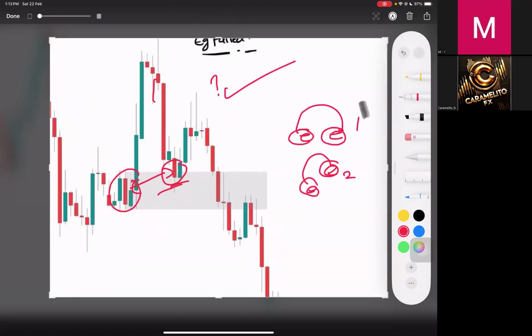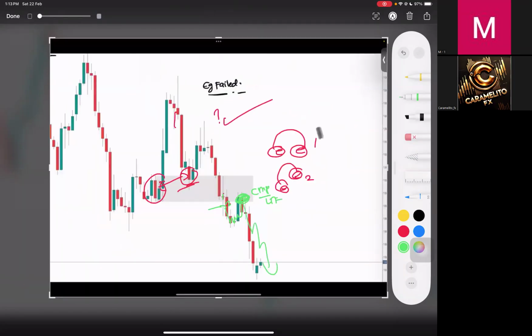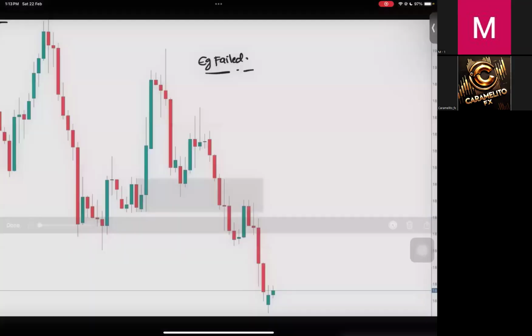So which one is the dominant candlestick? Number one or number two? Number two. This is a breakout. This is a pullback. This is the current market price. We're gonna wait on the lower time frame to find an entry. After you entry, melt down. Just like that. Understand? Okay, cool. So this is about engulfing fail.